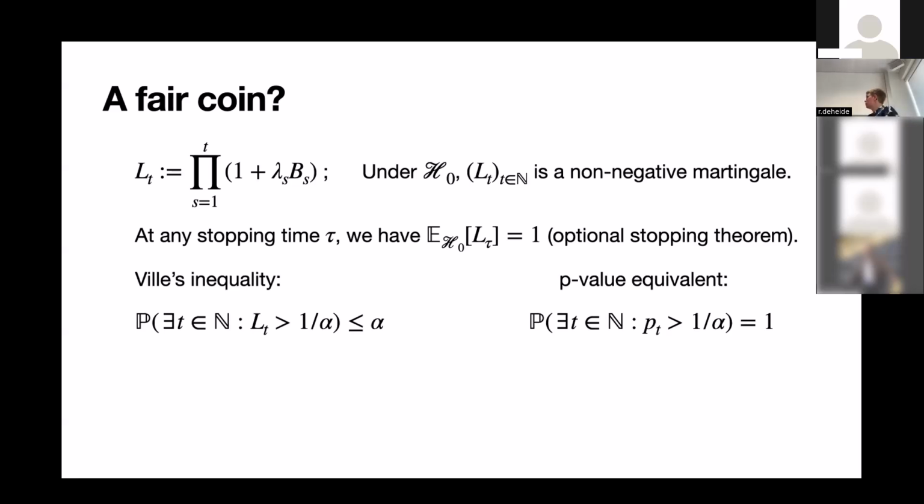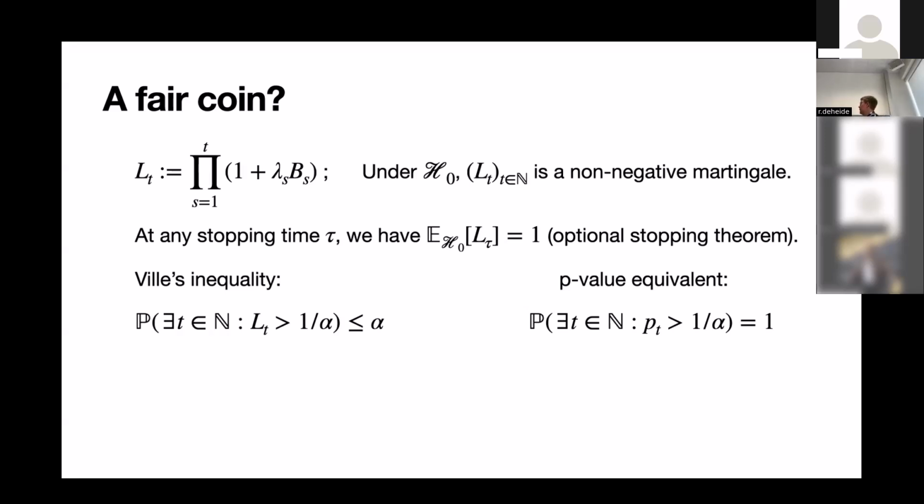And we have a very powerful result due to Ville, which says that the probability that there exists a time n in the natural numbers that our martingale or stochastic process exceeds 1 over alpha is bounded by alpha. So if we set alpha to 0.05, which is what a lot of people do in applied sciences, then the probability that our martingale grows larger than 20 is bounded by 0.05. So that means that we have some sort of type 1 error guarantee.